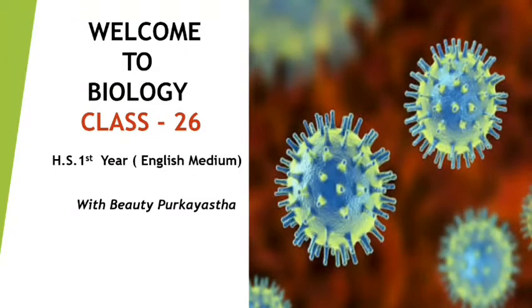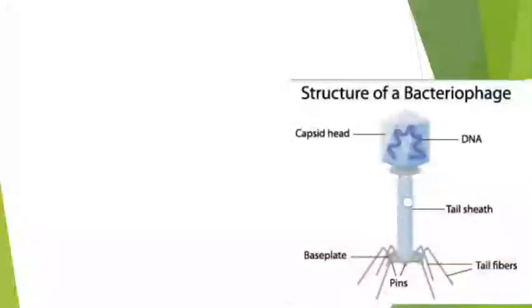We are learning chapter 2, biological classification, and in the last class we came to know about viruses. So my dear student, today we will learn about bacteriophage. In the last class we came to know that bacteriophage is a type of virus, isn't it? So bacteriophage is an example of a virus. So today let us see the structure of bacteriophage.